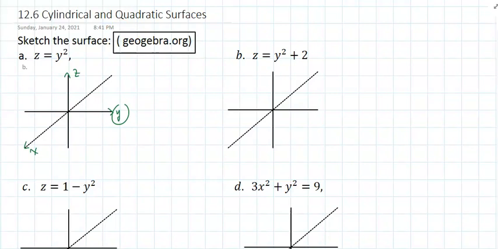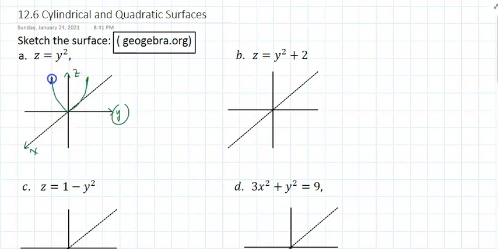GeoGebra.org is a place for you to really practice those graphs, to see them in 3D. On the test, however, if I give you one of those, I need you to graph it by hand, so familiarize yourself with this. Z equal y squared is a graph normally that looks like this.